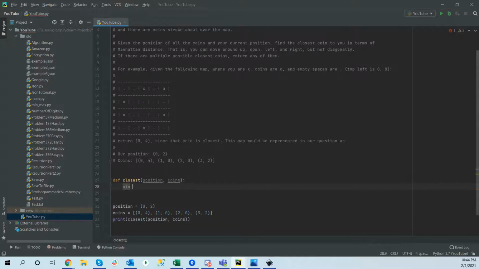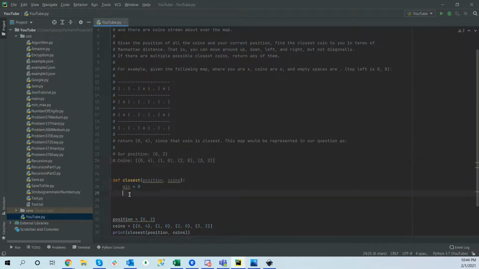So let's just say that the minimum, here we're going to save the index, right? We have in this array all the coins, and now we have to loop through them and find whichever's closest. So we're going to save this in min. Let's start by saying the first coin is the closest, and then start comparing to the other coins.